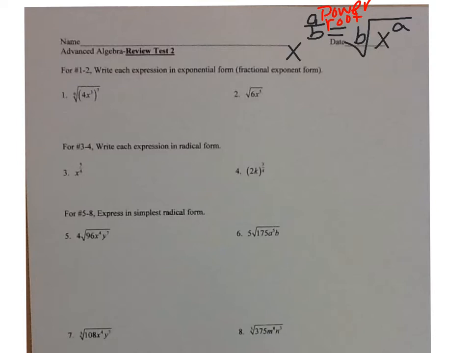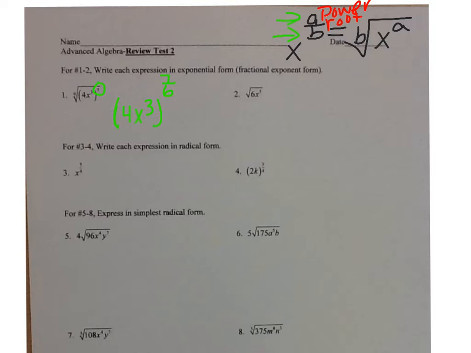Okay, so number 1, we have the 6th root of 4x to the 3rd, raised to the 7th power. Now notice, 4x to the 3rd, this whole thing is in parentheses, so we're going to keep it in parentheses when we take it out of the radical form. So it's going to be 4x to the 3rd, close the parentheses. Now, remember, it's power over the root. So my power is 7, and my root is 6. So it's 4x to the 3rd in parentheses raised to the 7/6 power.